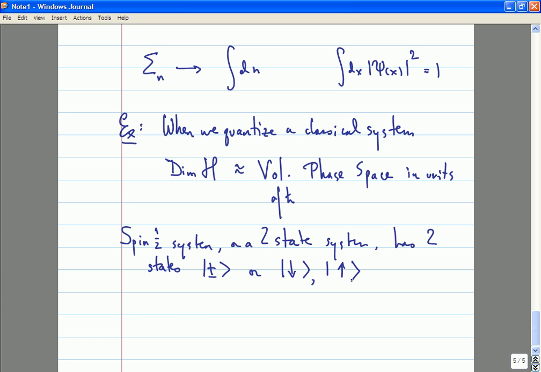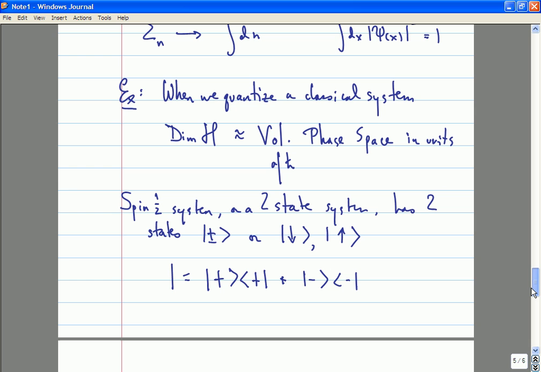And then the statement that this two-dimensional Hilbert space is complete is the statement that, for example, the operator 1 is the sum of the projection operator onto plus, as well as onto minus. And there are various other sorts of operators that we can introduce in this Hilbert space.